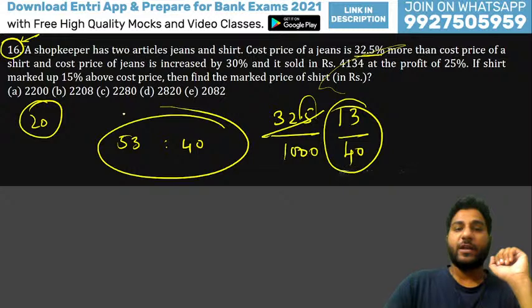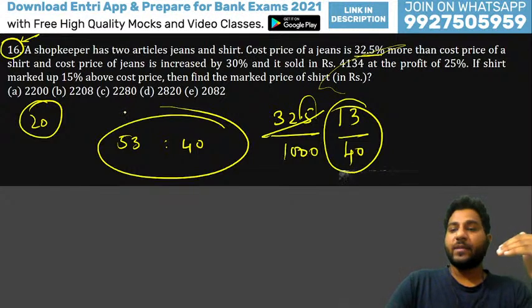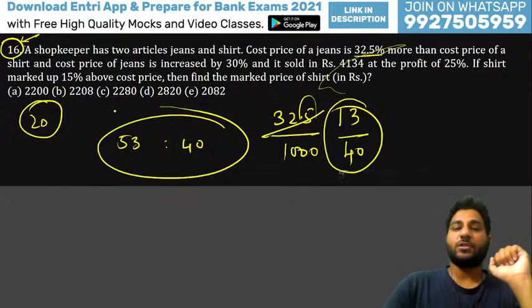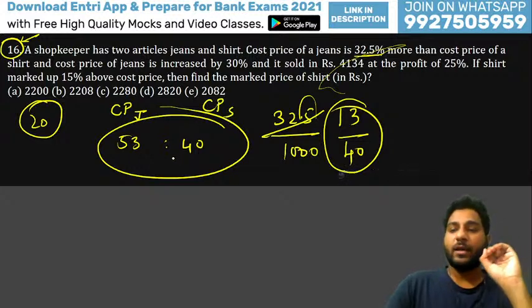Okay, so let's find out. So I am doing it. Let's see how you are going to approach this question. So the cost price of jeans and the cost price of the shirt will come in the ratio 53 and 40.